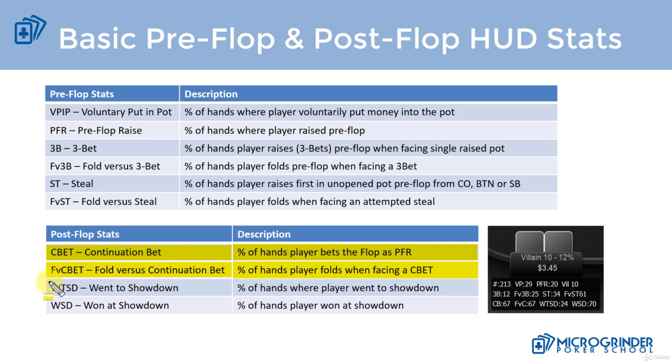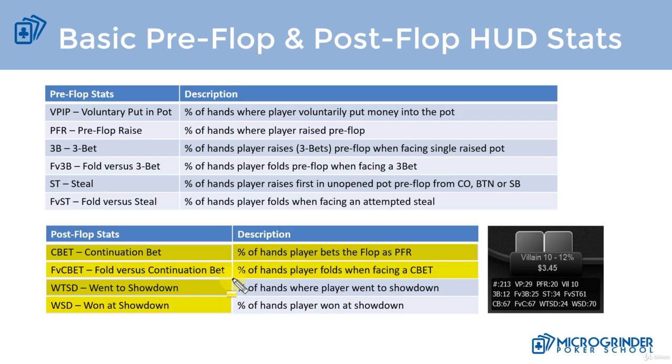The next one is went to showdown. And then lastly, I'm going to talk about these two combined, is won at showdown. So these two go hand in hand. The went to showdown tells you how often a player is likely to go to showdown rather than try to bluff you. And the won money at showdown is how often they win at showdown.